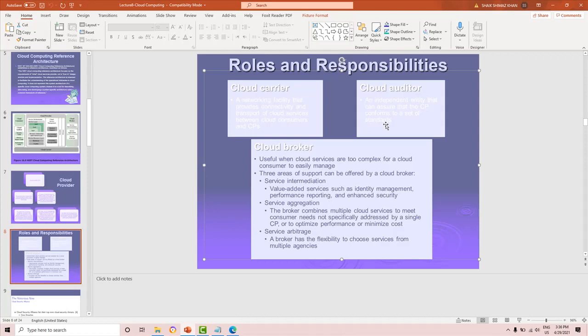Another entity that exists in the cloud computing concept is called the cloud broker. Just imagine the cloud services are very complex for the customer and not easy to manage. So there comes an entity in the middle called the cloud broker. The cloud broker performs three services. Service intermediation. So what happens?